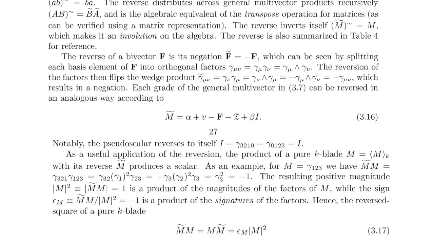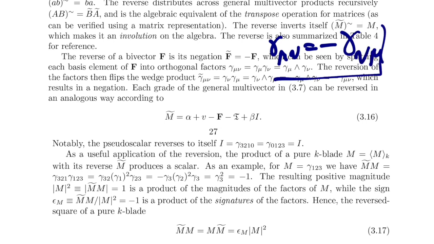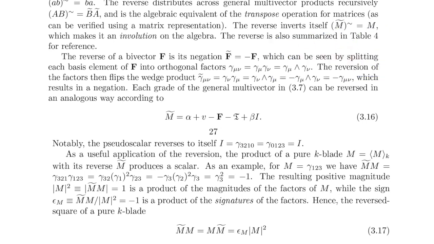So reading on, the reverse of a bivector is its negation. So the reversion of a bivector F is minus F, and that's obvious from gamma mu nu equals minus gamma nu mu. That's pretty straightforward. Which can also be seen by splitting each basis element of F into its orthogonal factors. Oops, see, they did it right there. Gamma mu nu equals gamma mu times spacetime product gamma nu, which equals the wedge product.